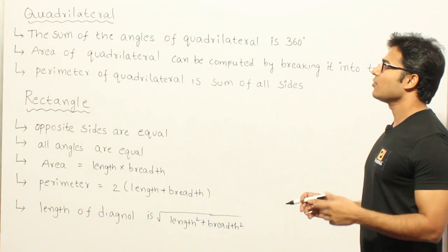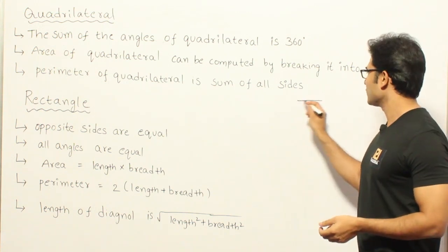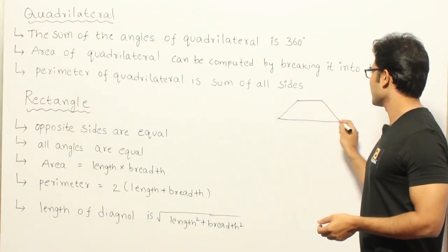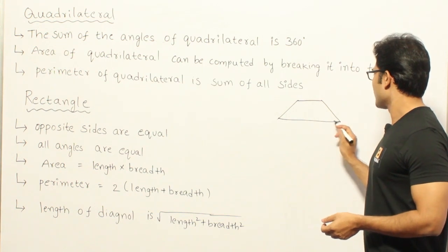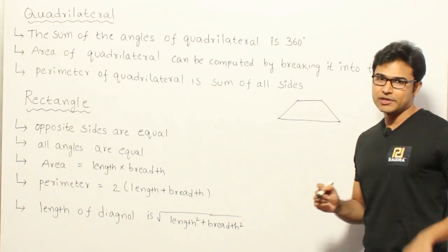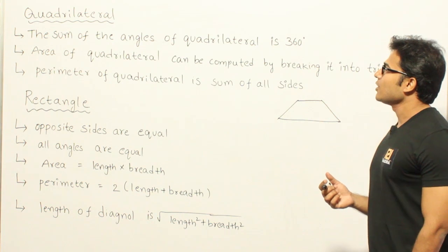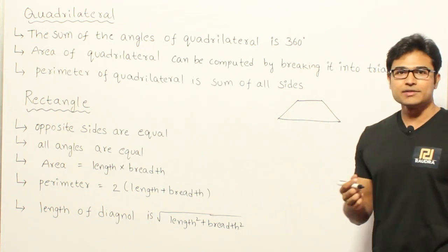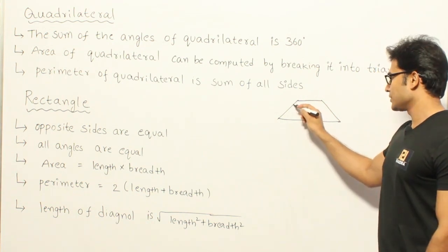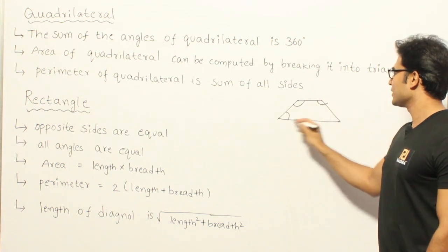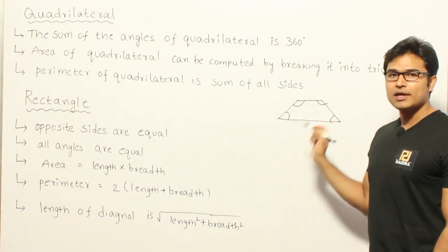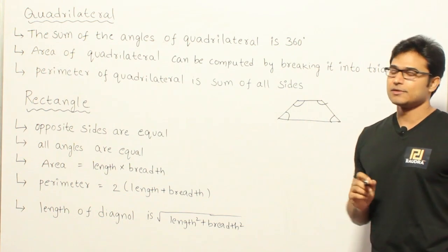Now if you take any quadrilateral, so let's say this is a quadrilateral, because it is having 4 sides and it is a closed diagram, a polygon with 4 sides. Now the sum of all the angles of the quadrilateral is 360 degrees. What I mean by this is, if you take this angle, this angle, this angle and this angle, if you add them all up, then the sum is going to be 360.